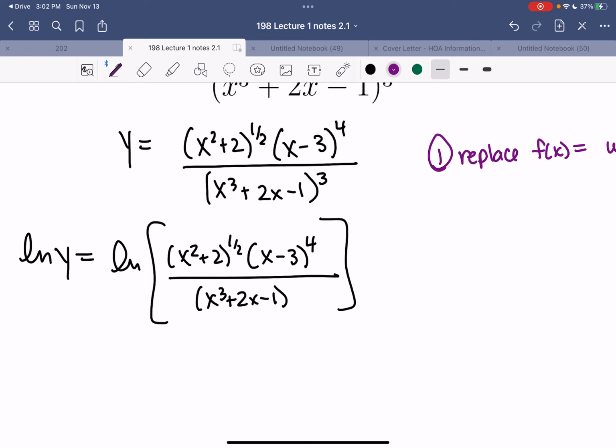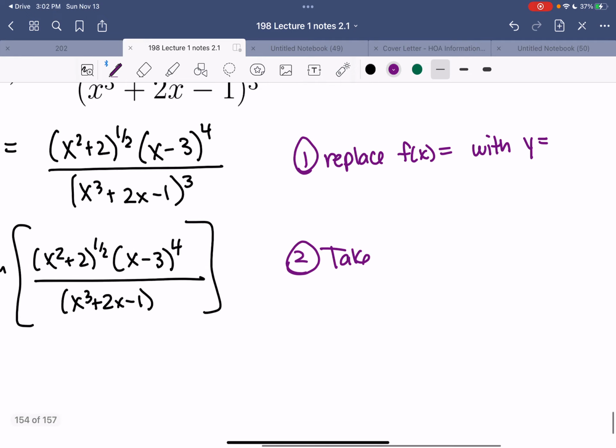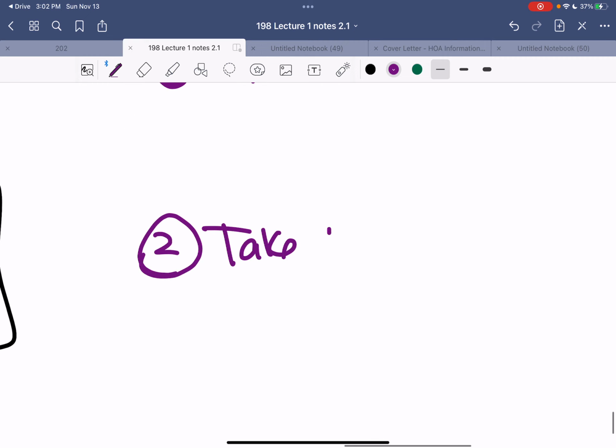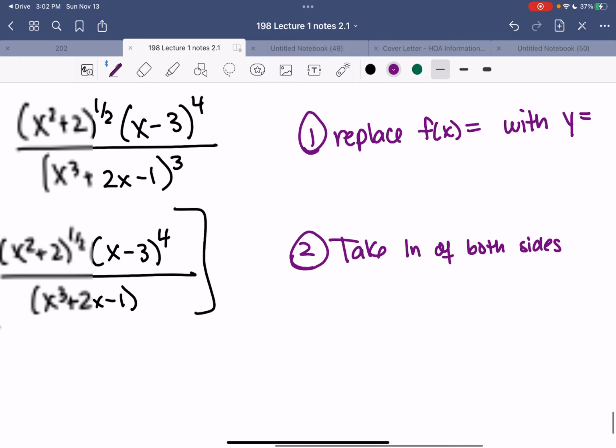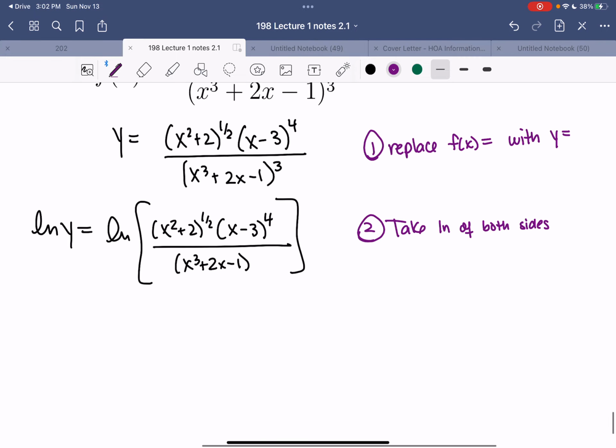Okay, so step 2, take the natural log of both sides. All right, so we take the natural log of both sides. Now, the whole point of using a natural log is that I can use its properties. So I can split multiplication using addition, I can split division using subtraction, and I can bring down powers.